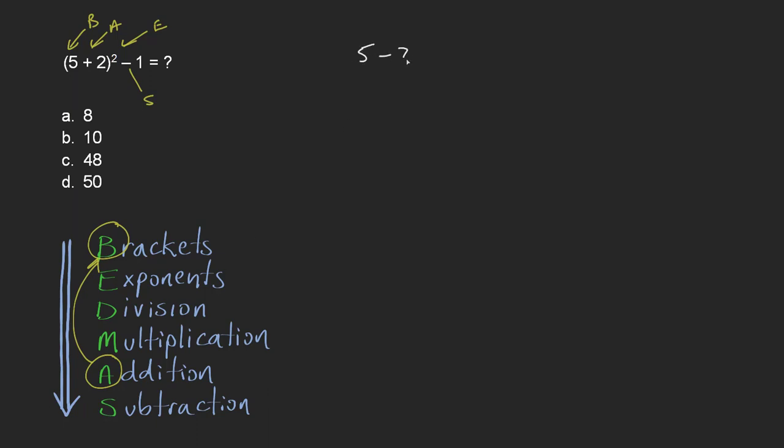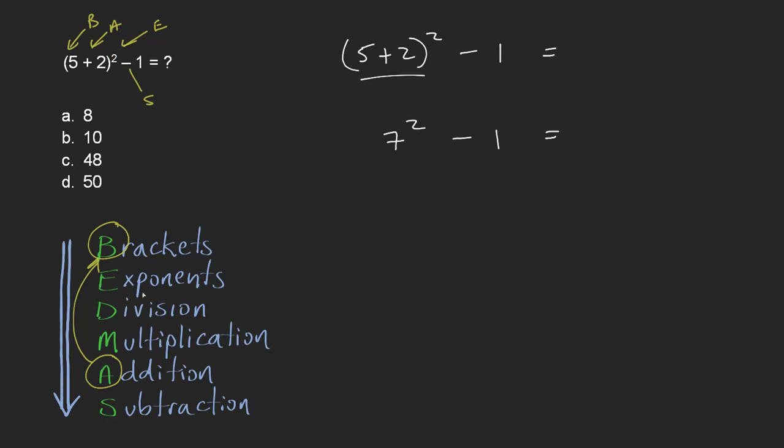So let's write this out. (5 + 2)² − 1. So I'm dealing with the brackets first, and only the brackets, not the exponent outside of the brackets. So 5 plus 2 is 7. So now I've dealt with my brackets. Actually, I guess I should get rid of the brackets. So it's just 7 squared minus 1.